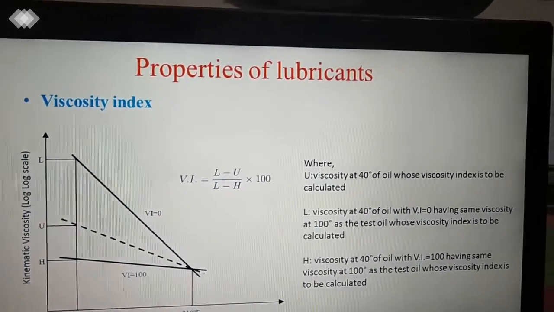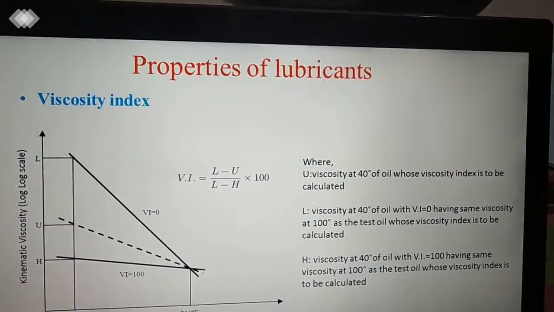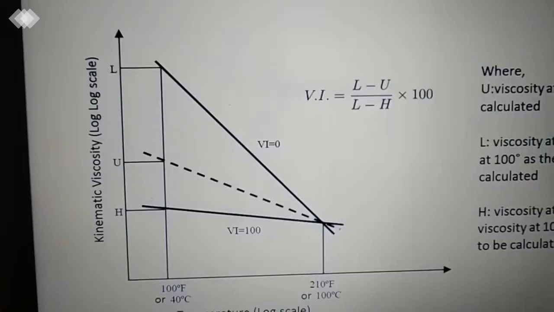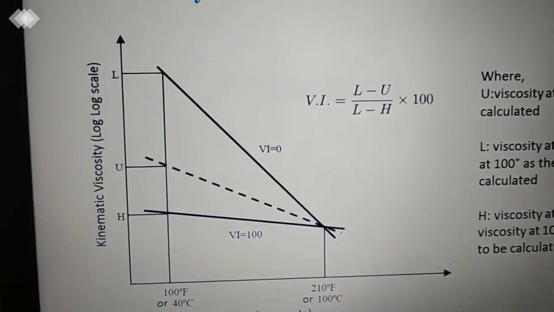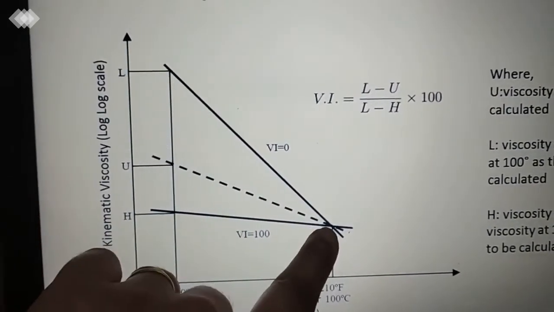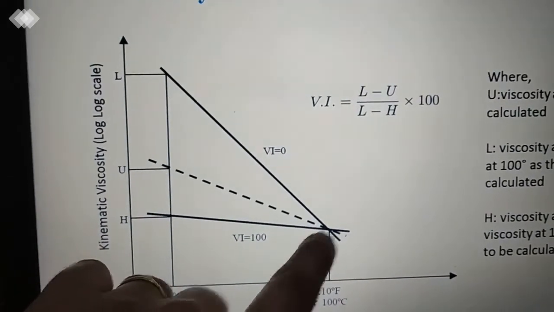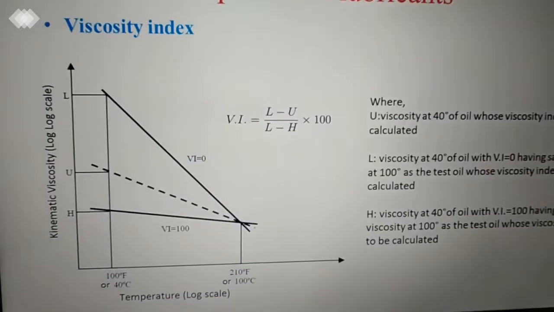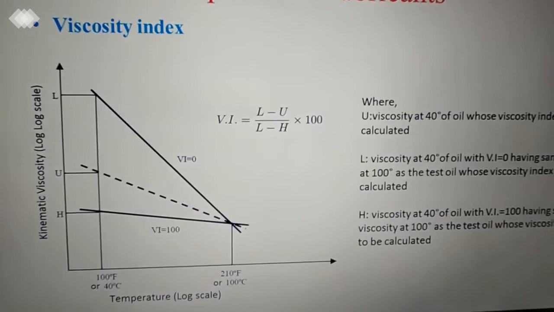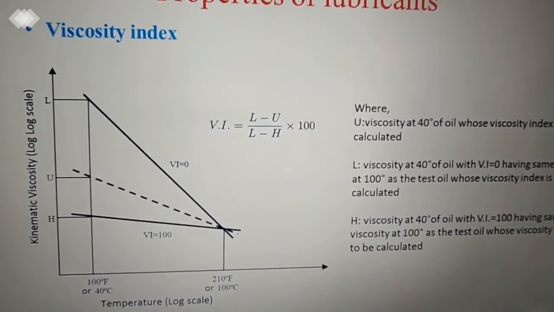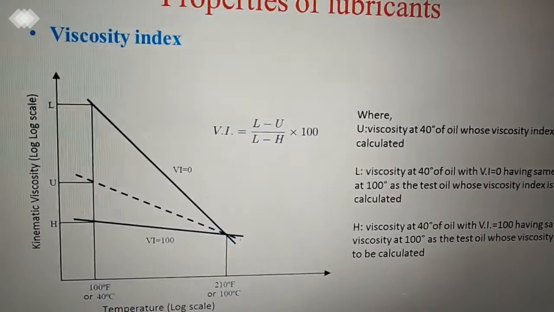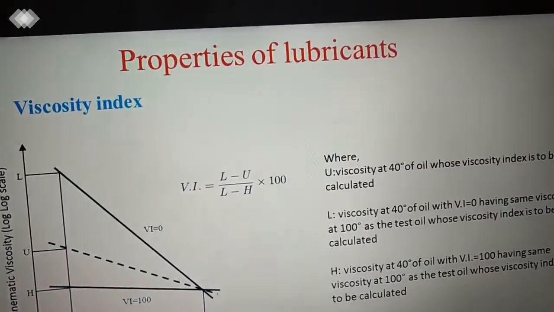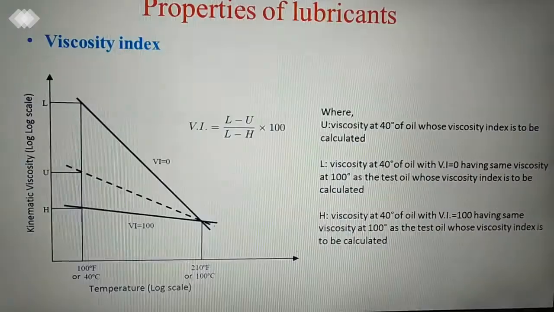So the change of viscosity due to change in temperature is different for different oils. It means that two oils may have the same viscosity at a particular temperature but different viscosity at another temperature. Thus, the rate of change of viscosity with respect to temperature is indicated by the number called viscosity index.